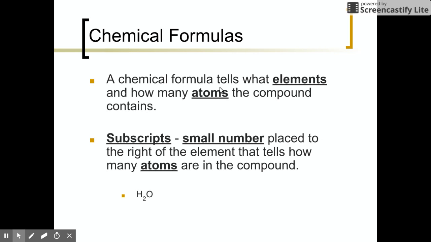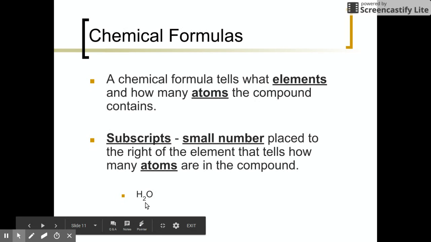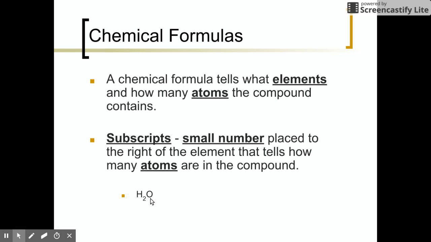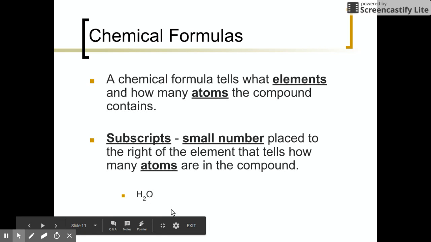Take a look at this example. The 2 is the subscript. The 2 tells us how many H's. We know that H stands for hydrogen, so there are 2 hydrogen atoms. O stands for oxygen, and you'll notice there's no number after that. But we do see one O, so we know that there's one. So we know there's one oxygen atom.